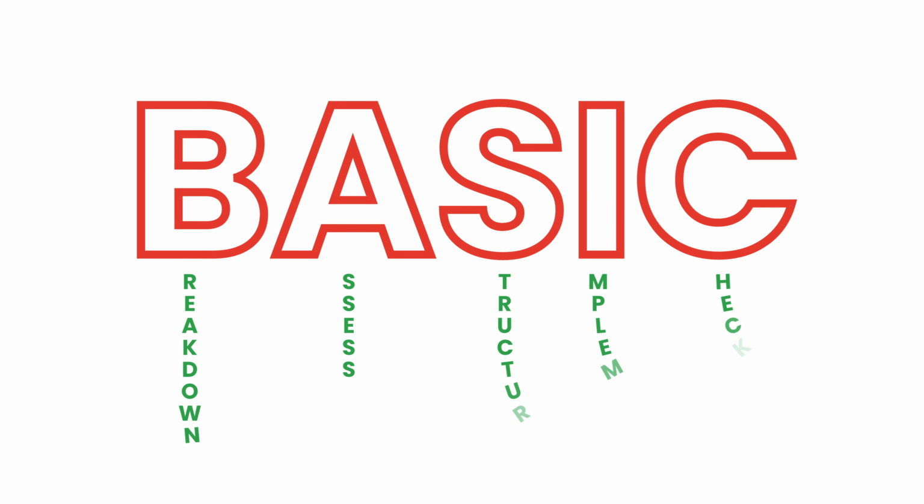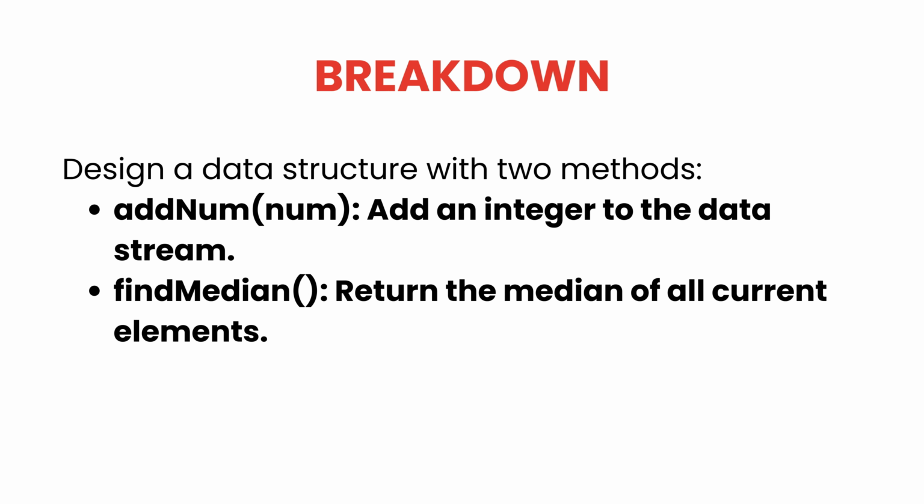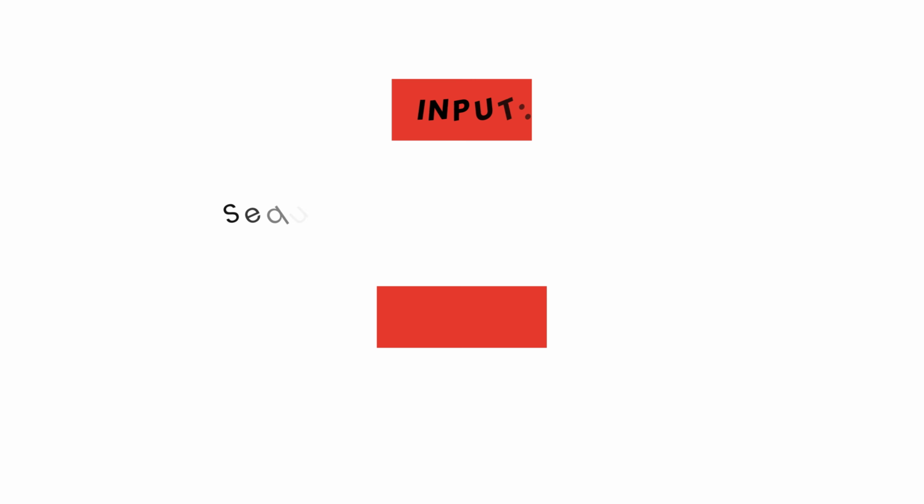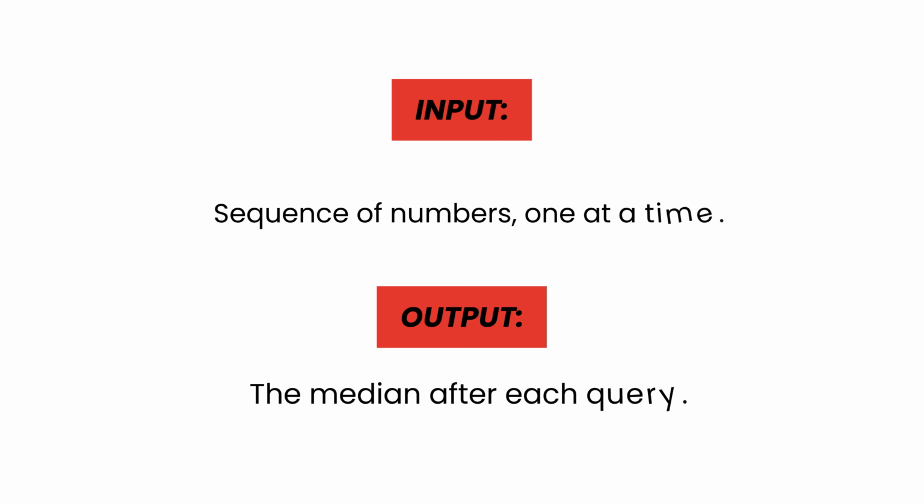Let's conquer Find Median from Data Stream using the basic approach, a proven strategy for building robust, interview-ready solutions to complex streaming problems. Let's break it down. Design a data structure with two methods. Add an integer to the data stream. Return the median of all current elements. Input: a sequence of numbers, one at a time. Output: the median after each query.